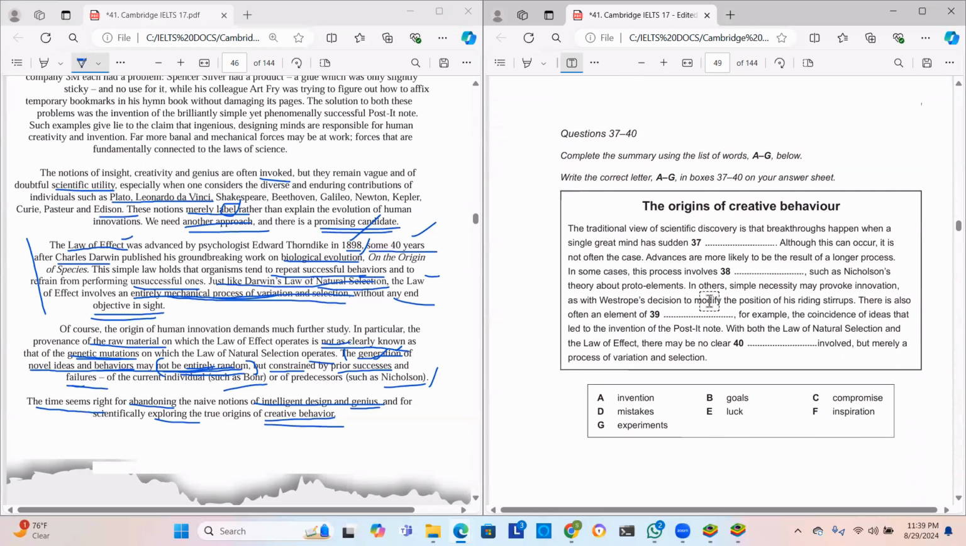Now, this paragraph is about the origins of creative behavior. Okay, so let's read this.